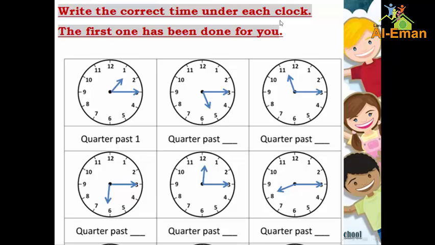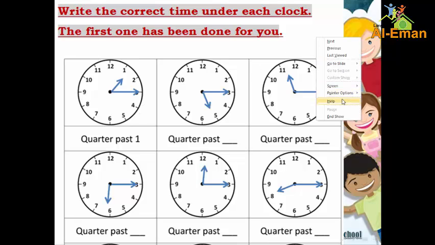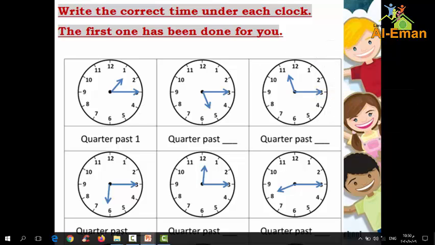Write the correct time under each clock. Okay, the first one is done for you. The short hand points to 1, but the long hand points to 3. The long hand points to 3. It means quarter past. So what's the time? It's a quarter past 1.